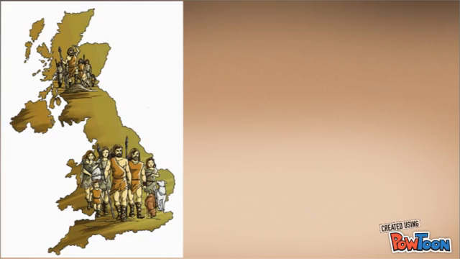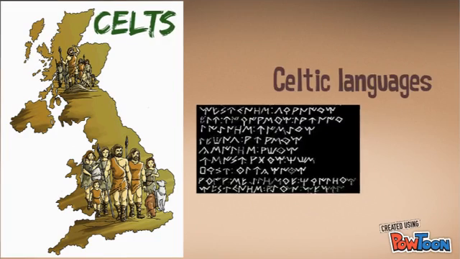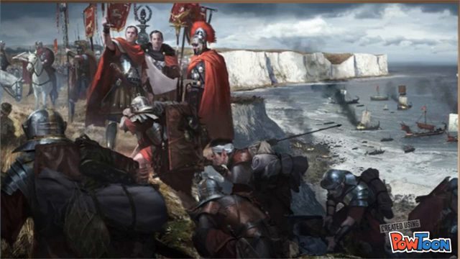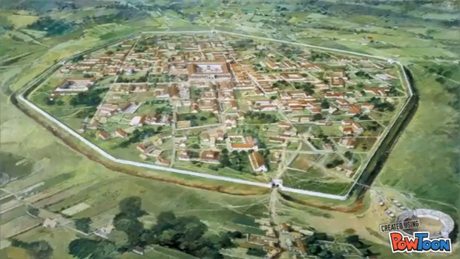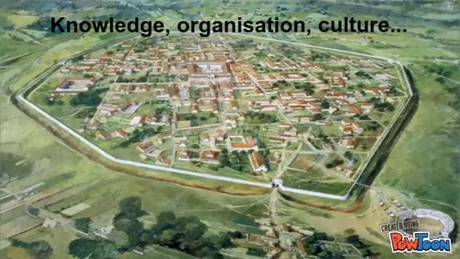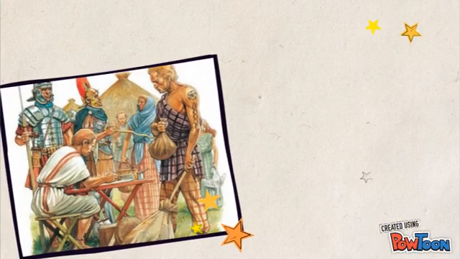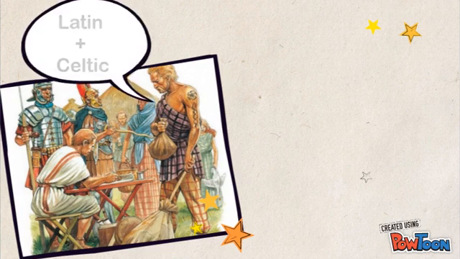In antiquity, Britain was inhabited by many peoples or tribes, which are referred to under the name Celts. They spoke the Celtic language. But in the year 43, Britain was conquered by the Romans, who ruled the island for 400 years. They brought their knowledge, organization, culture, and their language, Latin. So in this period, the language spoken was a mixture of Latin and Celtic languages.